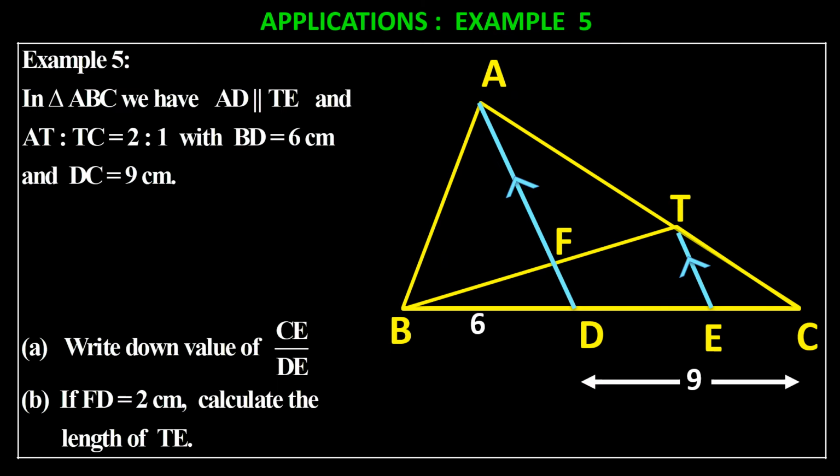Now let's look at our next example here. Here we have triangle ABC with AD parallel to TE, and we've got that in purple. That's the only parallel line we have there. AT to TC is 2 parts is to 1. AT is 2, there we put 2K is to 1K, not just a 2 and a 1. And BD is 6, so we can definitely enter the 6. DC is 9, we can actually enter the 9 there. And now we will have some questions to answer there. We'll do that on the next slide.